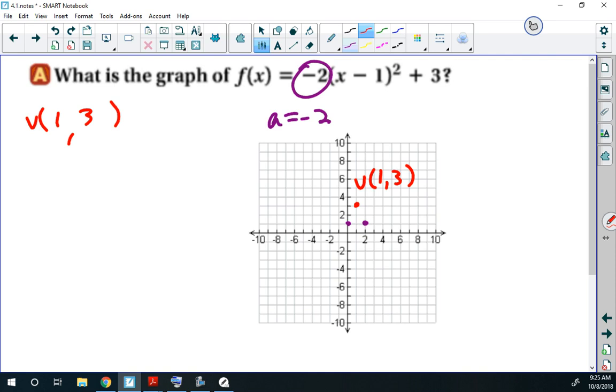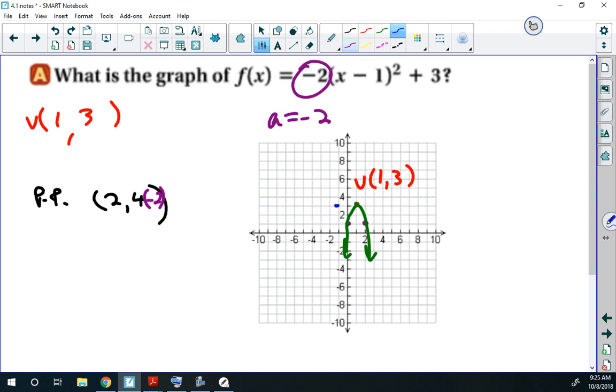If you were able to just graph that much, that's going to get you 4 out of 5 on one of my test questions. And for some people, that's good enough. But what if you wanted to get all 5 out of 5? What if you wanted to know when you go over 2 units, how far up or down are we going to go? So then we got to think back to the parent function. The parent function says we'd go over 2 and up 4. But what we're doing is we're multiplying that 4 by -2.